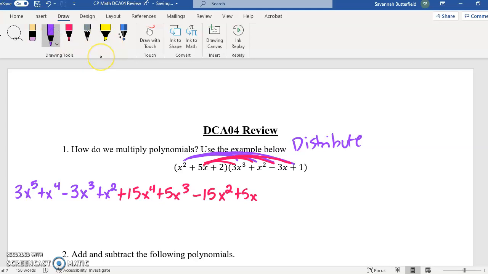And then lastly, I'm going to distribute the 2. So again, the 2 goes into all four terms. So 2 times 3x cubed is going to be 6x cubed. 2 times x squared is going to be 2x squared. 2 times negative 3x is going to be negative 6x. And then 2 times 1 is just 2. So now that I have multiplied everything out, I am going to combine. So we distribute and then combine.